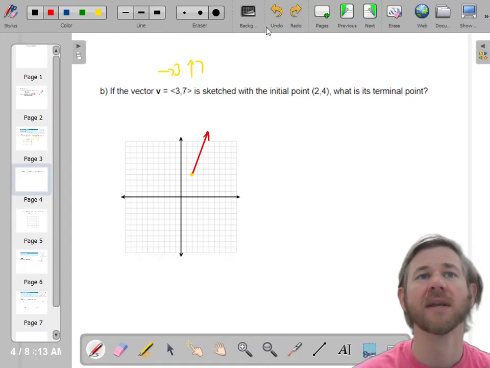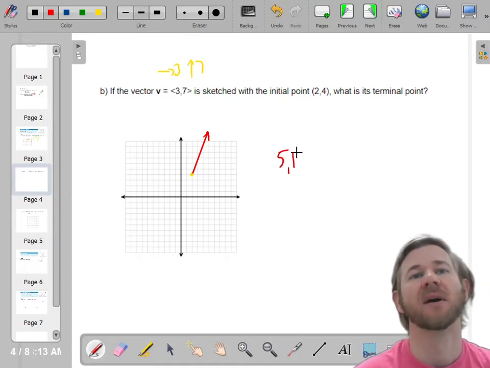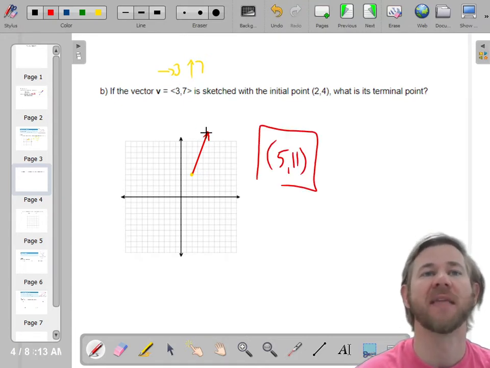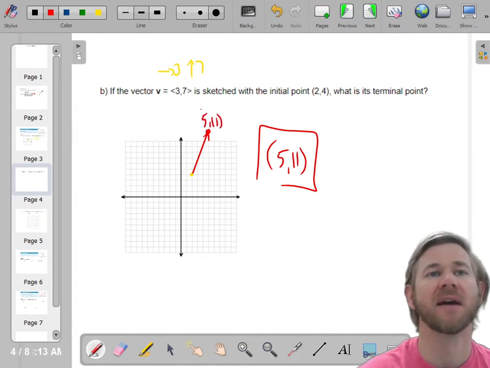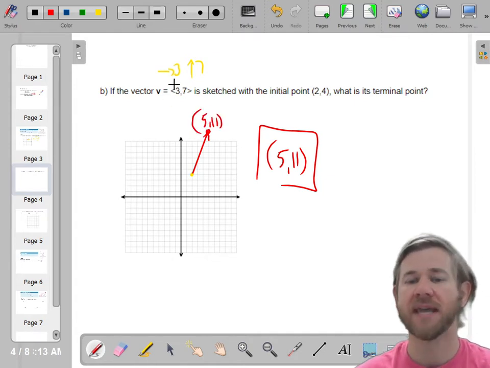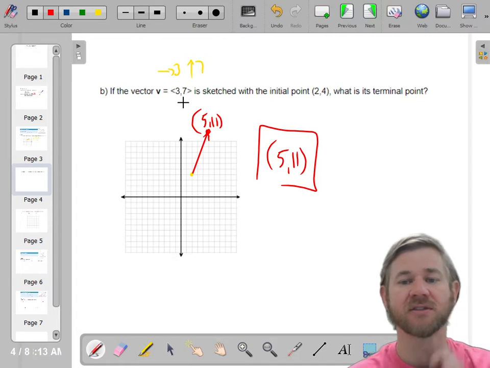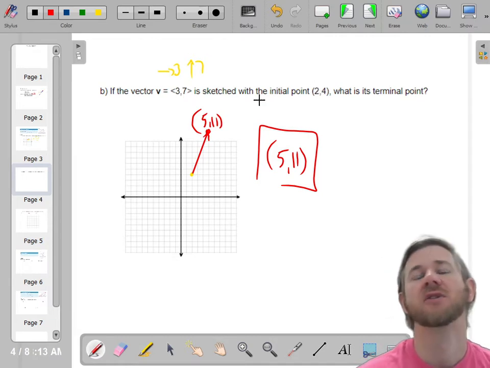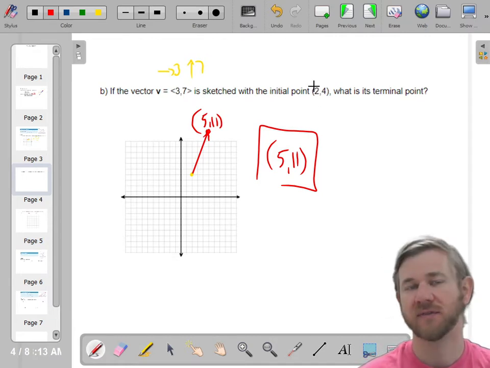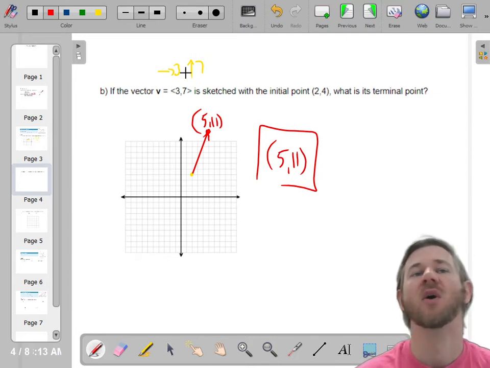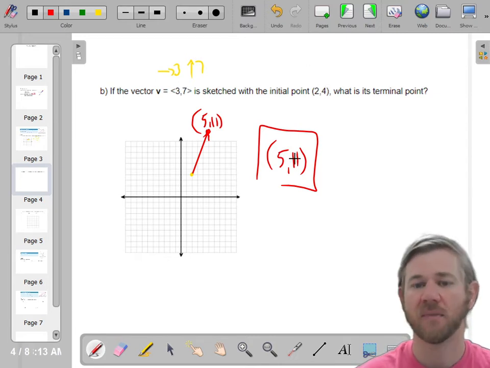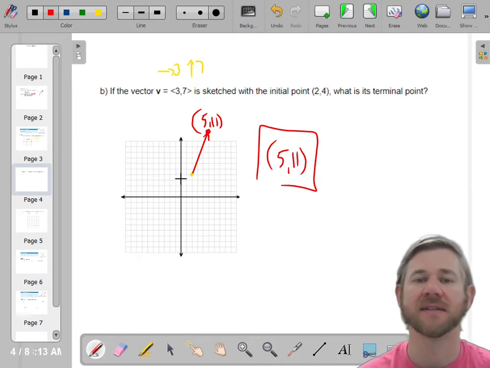What is the terminal point? It'd be (5, 11). Now that is an ordered pair. That's a point. That's (5, 11). This is saying go right 3, up 7, starting at (2, 4). So if you go right 3 from +2, that puts you at 5. If you go up 7 from +4, that puts you at 11. So (5, 11) is the terminal point.